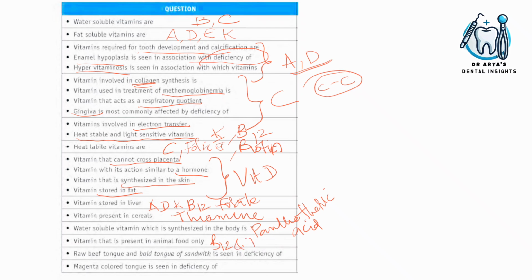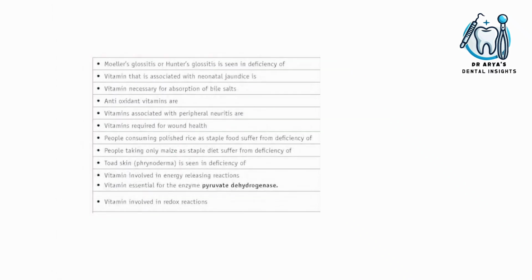And D vitamins. A raw beef tongue and bald tongue of Sandwich is seen in the deficiency of niacin. Magenta colored tongue is seen in the deficiency of riboflavin. So these are the various vitamins. Then Hunter's glossitis or Moeller's glossitis, very important, is seen in the deficiency of vitamin B12.